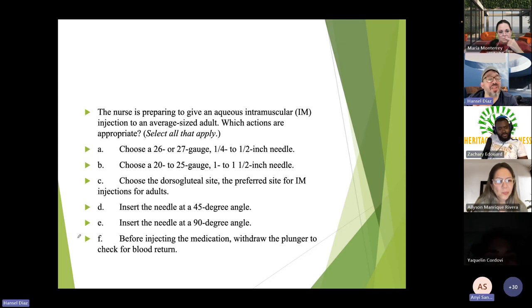Do you insert the needle at a 45 degree angle? No. We do 90 degrees. And before injecting the medication, if it's an intramuscular medication, would you withdraw the plunger to check for blood return? Yes. Don't want to be in a vein. So it will be B, E, and F, right? Yes.